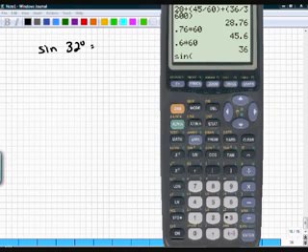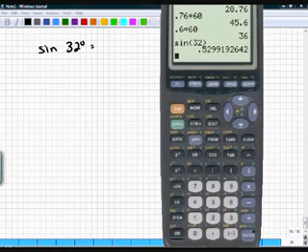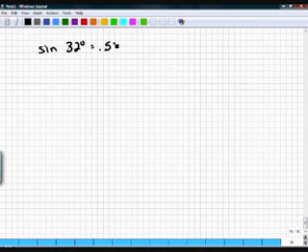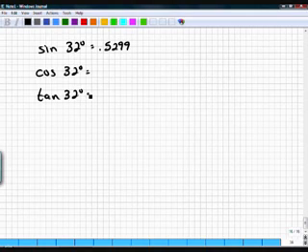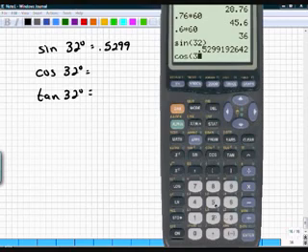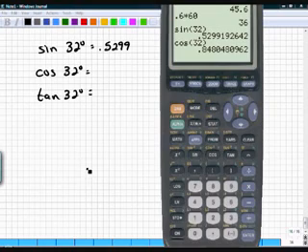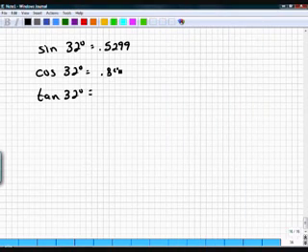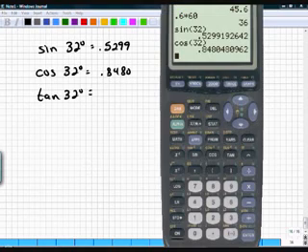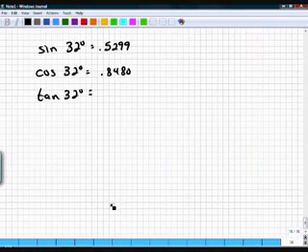Then it's easy. Sine 32 degrees, enter. 0.5299. Cosine 32, do the exact same thing. Tangent 32, do the exact same thing. So we got cosine 32, 0.8480. And finally, the tangent 32 should give you 0.6248.